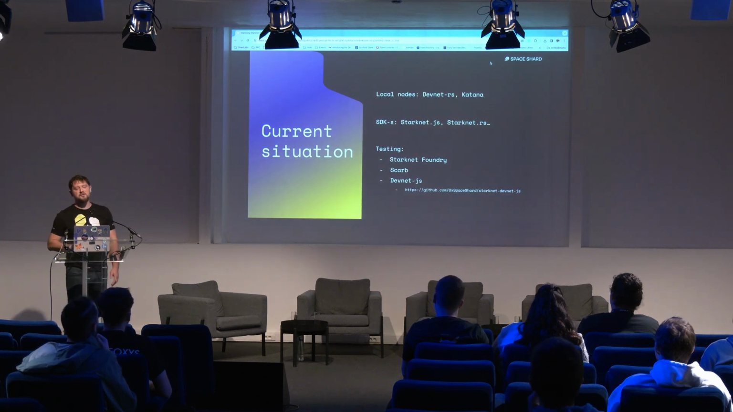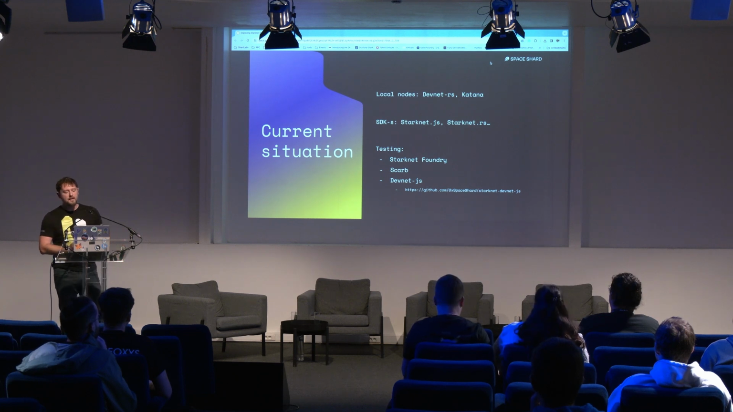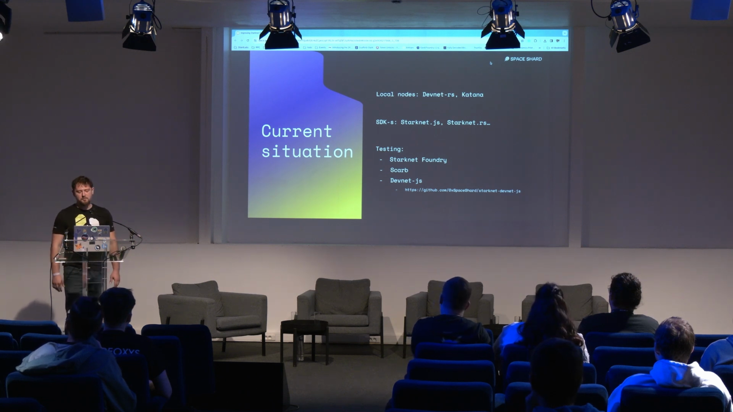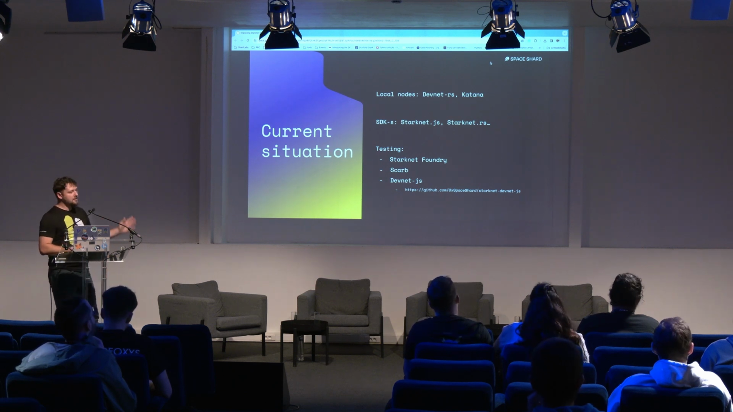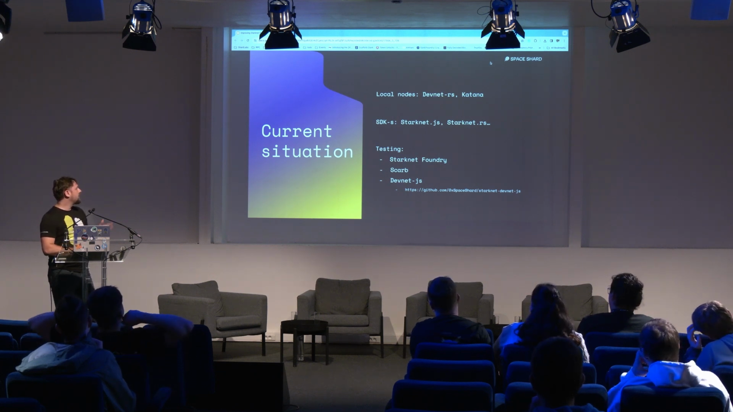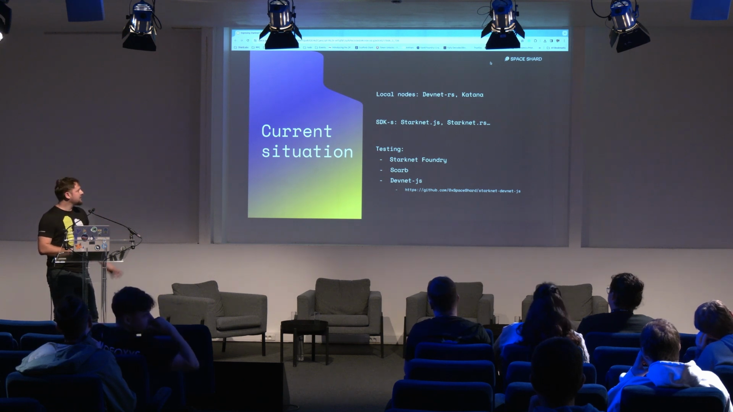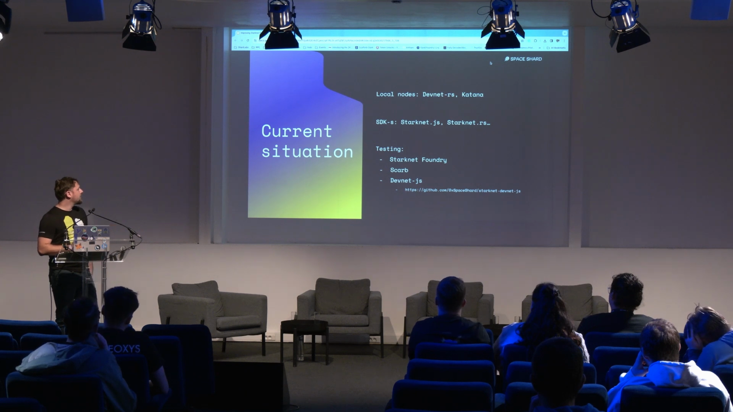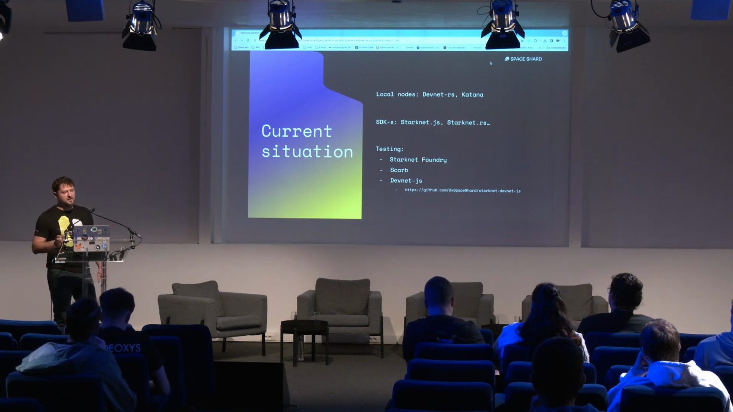Let's see the current situation. So we explore what we can provide for developers so that we reduce the friction in development, so that the entire experience can be much better and faster. So we have at the moment DevNet RS. It is like a development node, local. We have Katana as an alternative. From the SDK side, we have StarknetJS, Starknet in Rust, Starknet Python, and so on. And for testing, Foundry, Scarb, and DevNetJS.